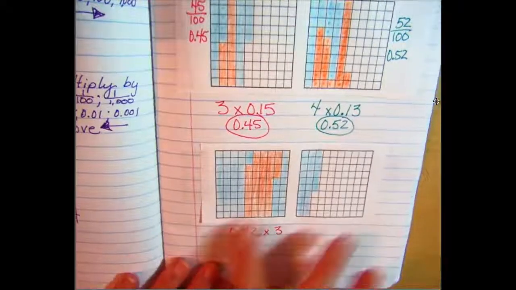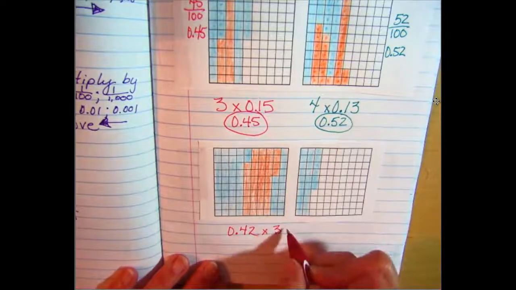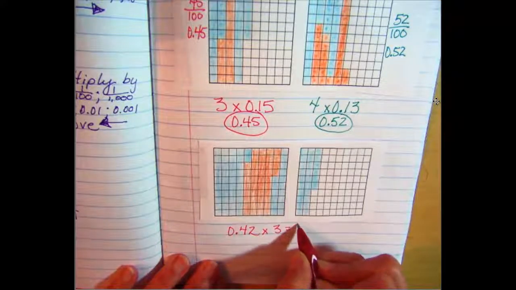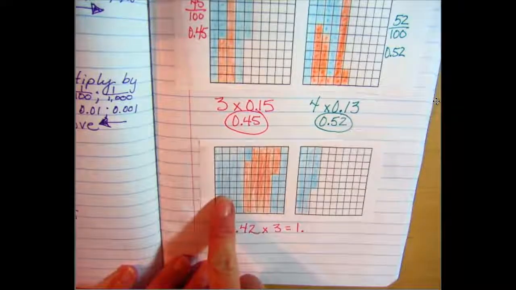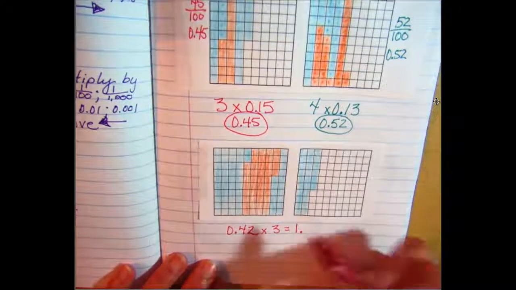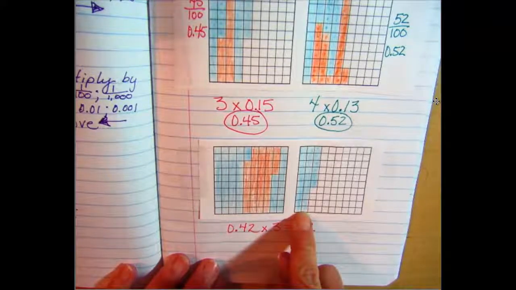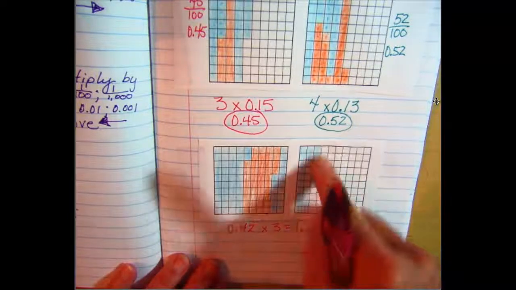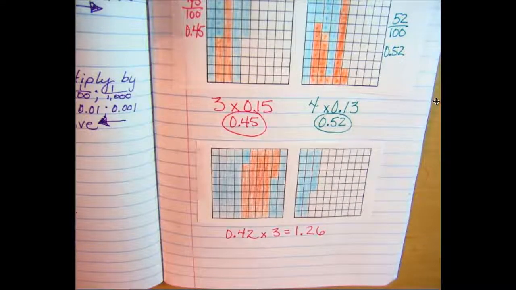Do you see how I've used 2 boxes to show this problem? This is because my answer is greater than 1. I'm going to make sure I have a 1 in the ones place because I have a whole box filled. I have 2 tenths here, and then I have 6 hundredths left here. So your answer is 1 and 26 hundredths if you've colored all the groups in correctly.